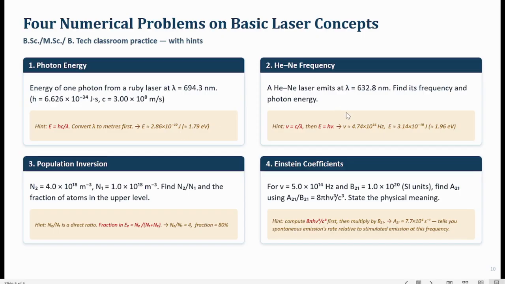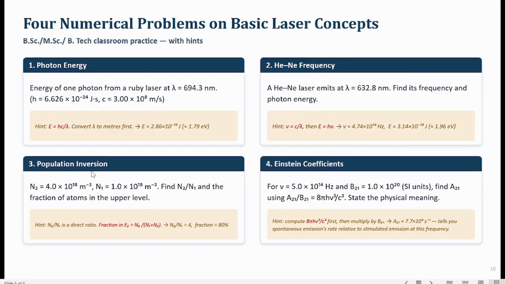In the second problem, a helium neon laser emits light at 632.8 nanometers. Its frequency and photon energy are required in this numerical problem. So frequency and wavelength are related by the expression nu equal to c over lambda. c is the speed of light, so you can easily calculate from here the frequency, and similarly then, by using the relation E equal to h nu, you can also calculate the energy of the emitted photon in case of helium neon laser.